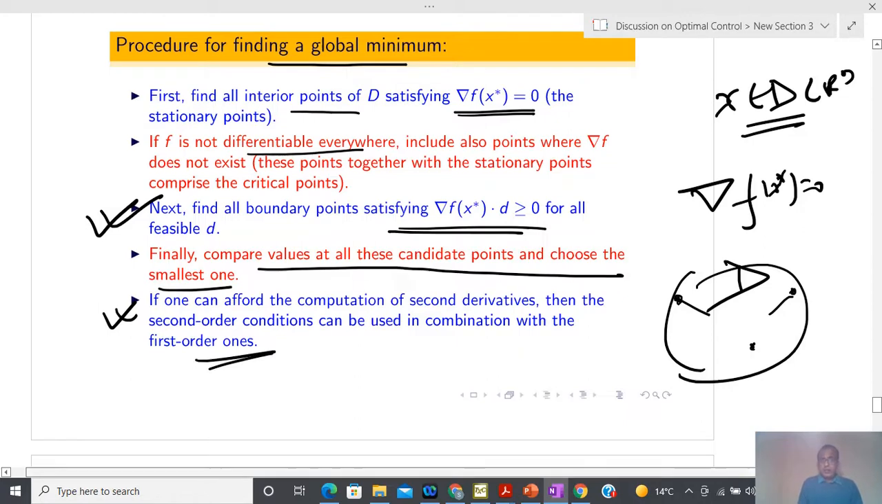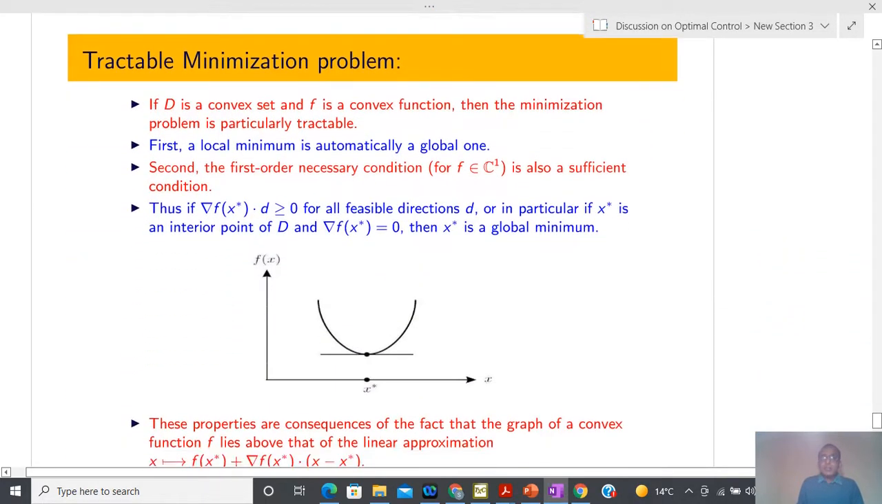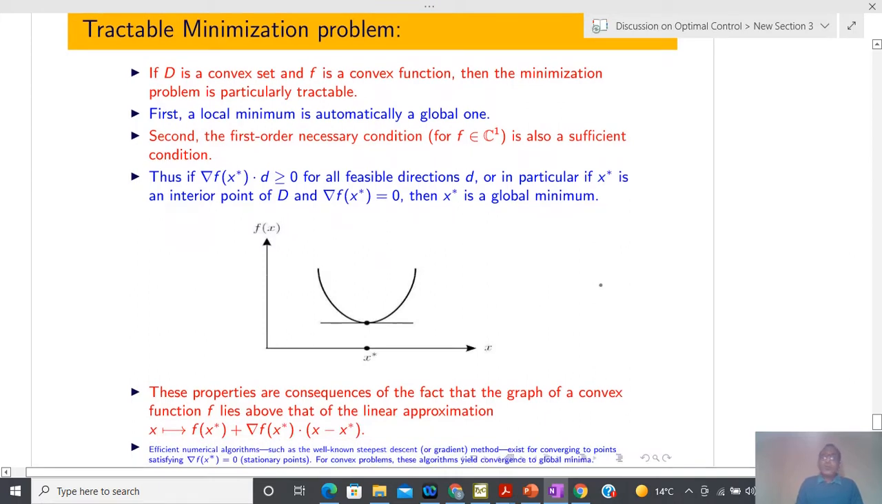In this way we are solving the global minimization problem, and this problem is tractable provided, as I have already told you, that D is a convex set and f is a convex function. So if f(x) is a convex function and D is a convex set or some kind of compact set, it is possible to show that automatically there exists a global one.